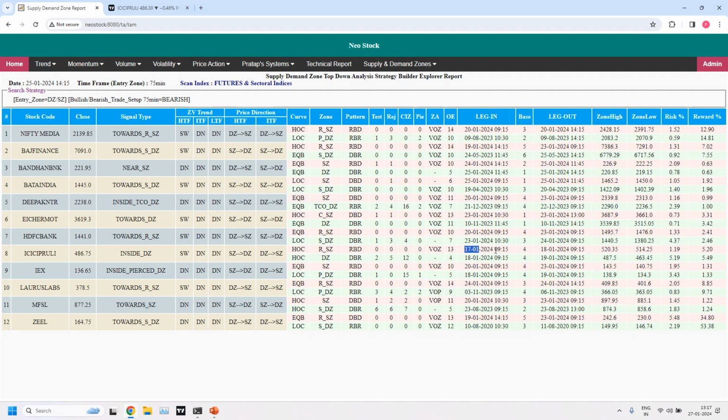Because I don't know how many of you are really using the high liquidity zones also. I'm not, but I know there are some people using high liquidity zones. They are making money every day.